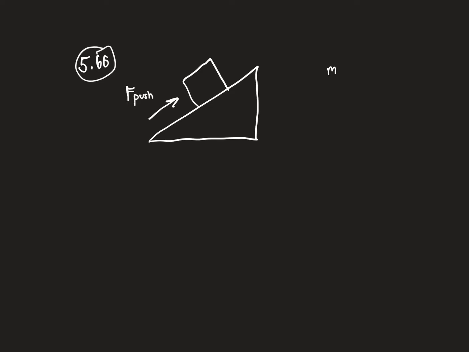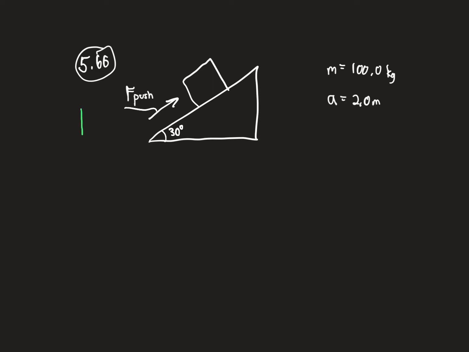The box has a mass of 100 kilograms, and it goes at an acceleration equal to 2.0 meters per second squared. And the angle of this slope is equal to 30 degrees. And we're asked to find what is F push. So to do this, we solve it the same way we solve every kind of problem on an incline.